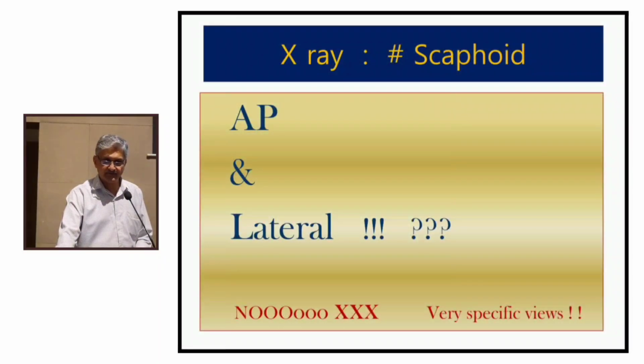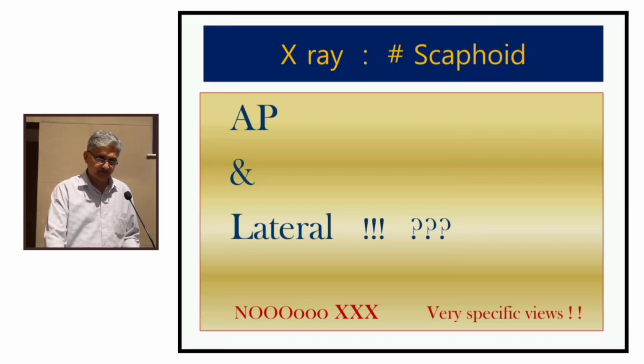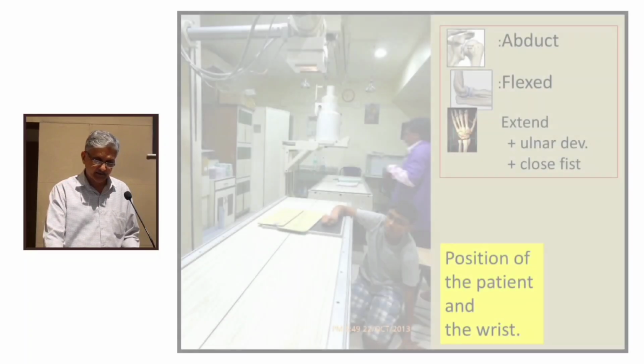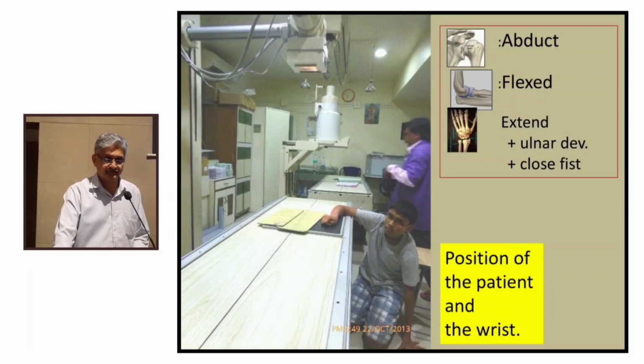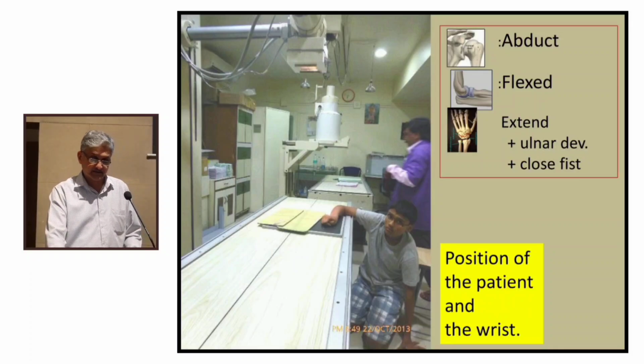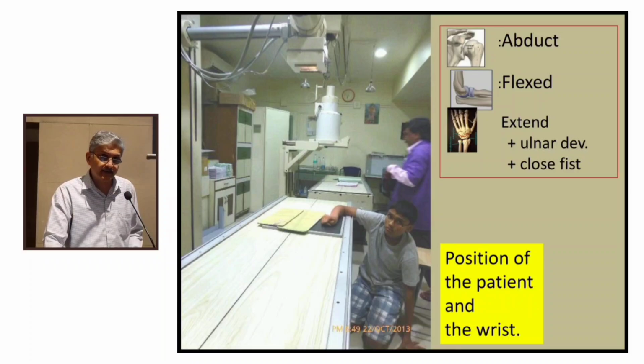So coming to the scaphoid, you don't need an AP and lateral, which is a standard for most of our orthopedic practice. You need a very specific view and a specific position of the patient also. The shoulder is abducted, the elbow is flexed, the wrist is in ulnar deviation, and the fist is closed. And this has to be the position when, again, the word is point tenderness.